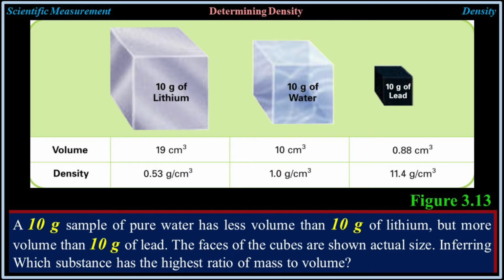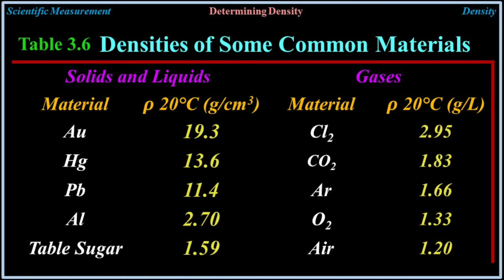A 10-gram sample of pure water has less volume than 10 grams of lithium, but more volume than 10 grams of lead. The faces of the cubes are shown actual size, inferring which substance has the highest ratio of mass to volume. Table 3.6, some densities of common materials.